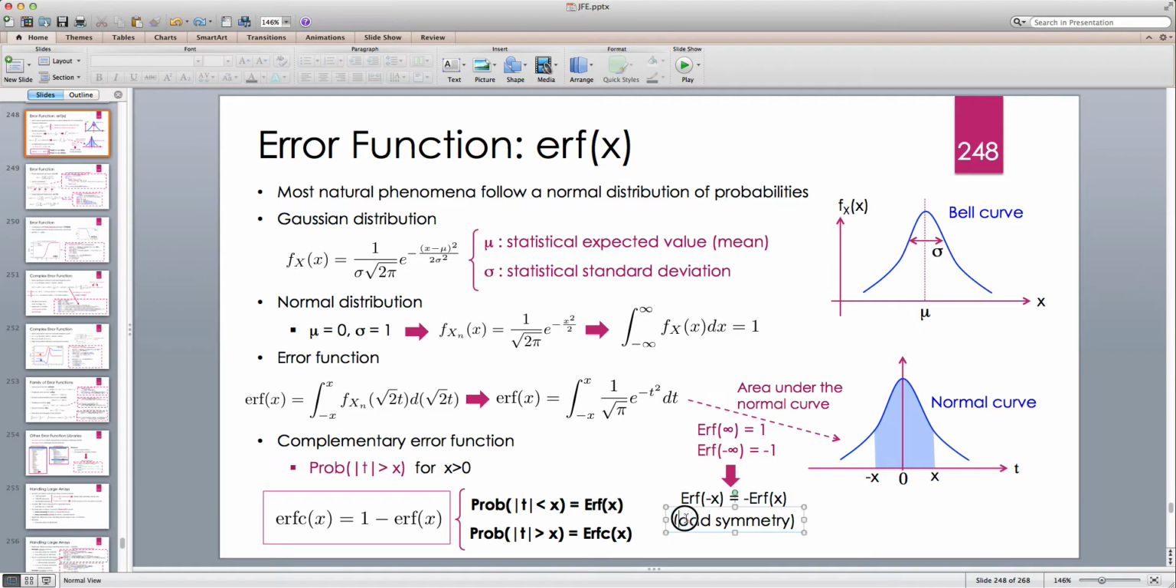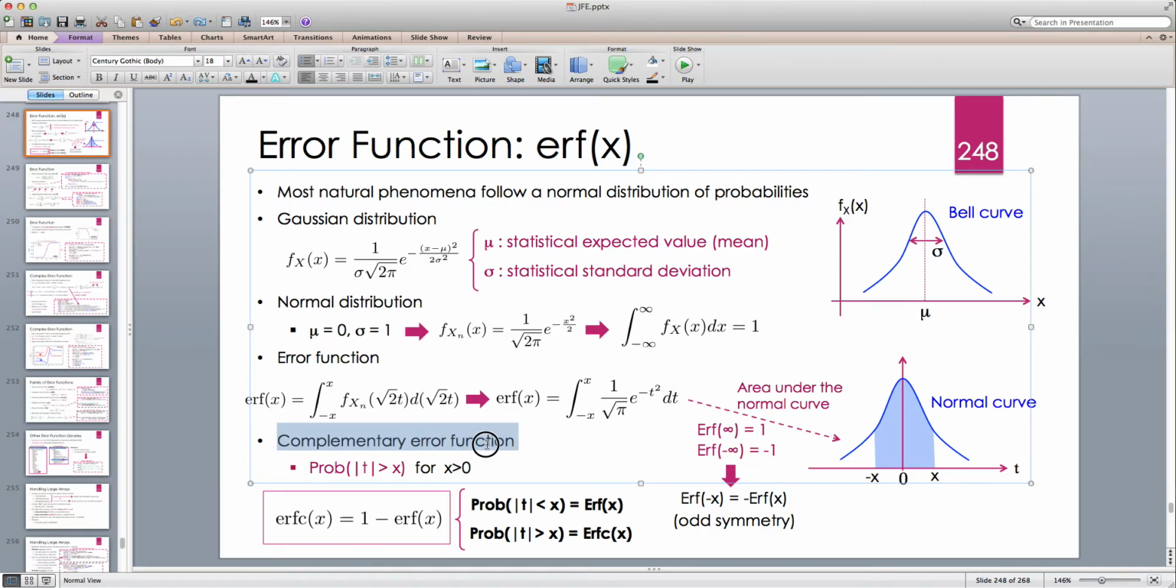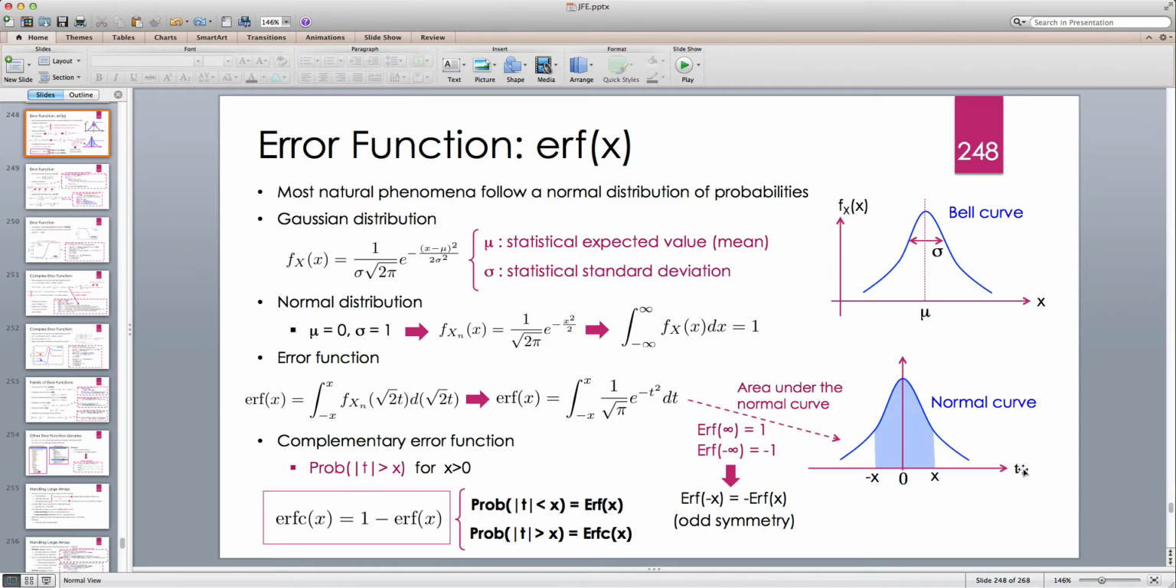So it has an odd symmetry. And again, its relation to the probability is that it was the integral from minus x to x of the normal distribution. But then in most cases, we end up using something called the complementary error function, which means we are interested in knowing the probability from x to infinity instead of minus x to x.